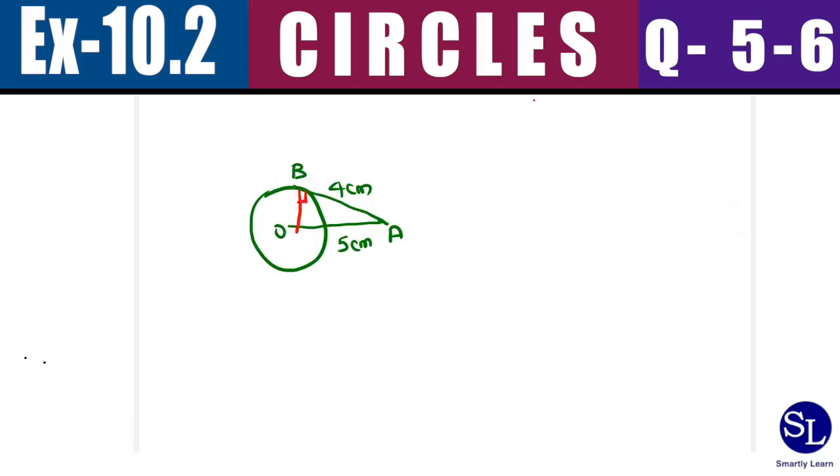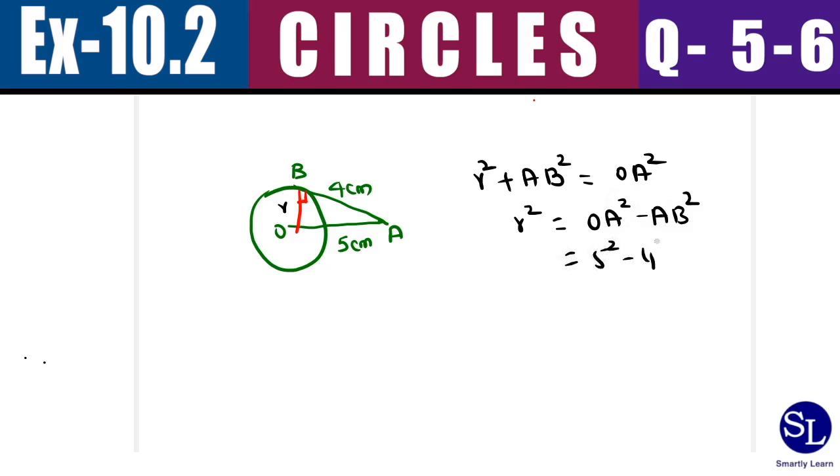We know that OB is going to be perpendicular to AB because tangent is perpendicular to the radius at the point of contact. So if I mark the radius as R, then R square plus AB square should be equal to OA square. So R square is equal to OA square minus AB square, which is 5 square minus 4 square, the Pythagoras triplet. So this is equal to 3 square. So R square is equal to 3 square, which means R is equal to 3 centimeters.